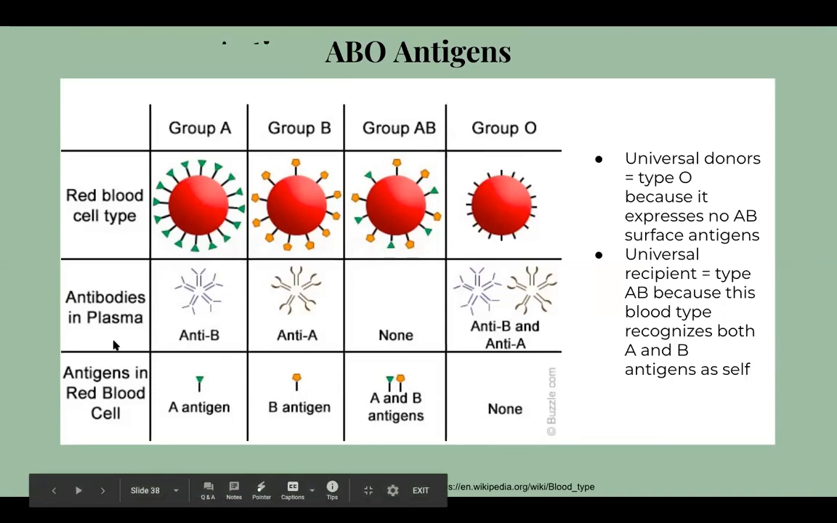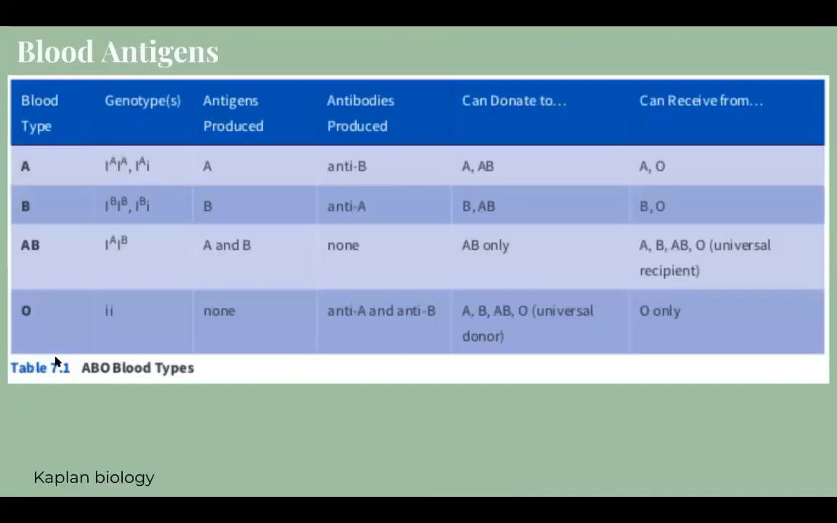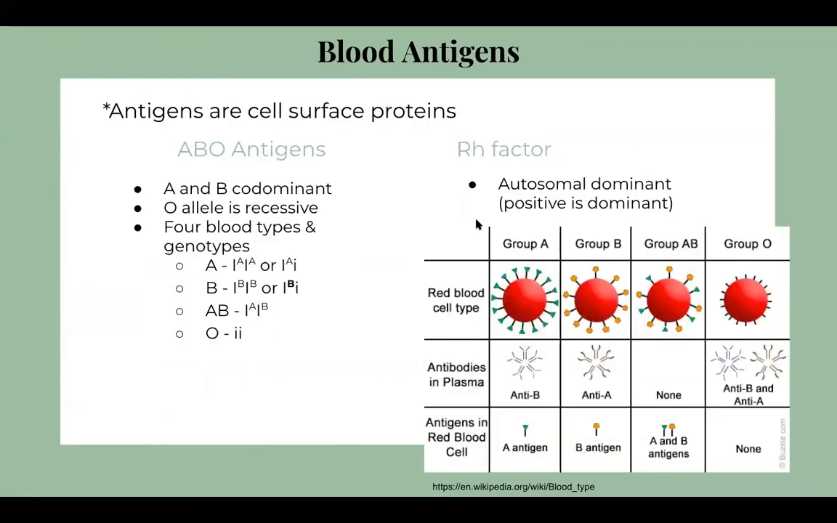Okay, so to explain the Rh factor again, let me go back here. So the Rh factor is another type of antigen. You have ABO antigens on your blood, but you also have Rh factors. So it's just another type of self-surface protein.